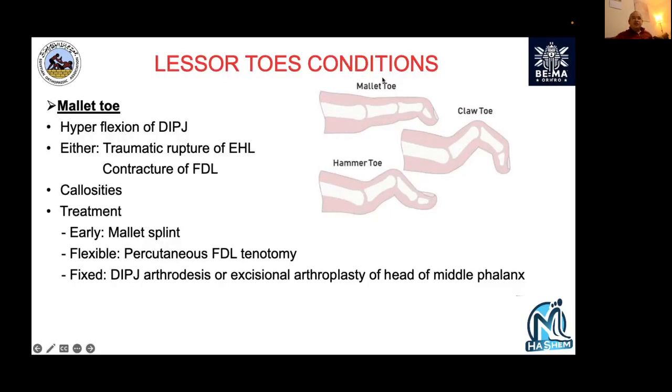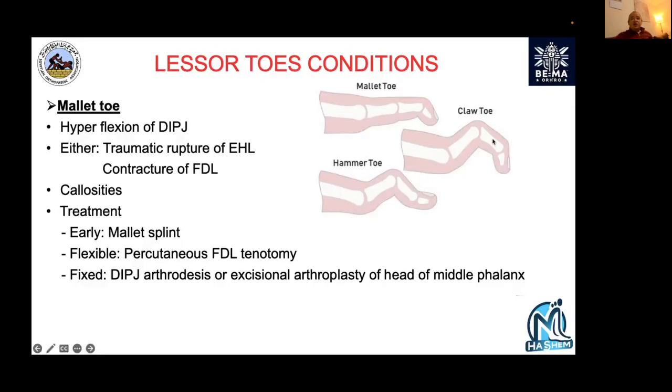Mallet toe, the extensor digitorum longus is ruptured, avulsed, whatever. There is no more extension power in the distal phalanx, so the long flexor tendon takes over powers, so it flexes this distal phalanx.